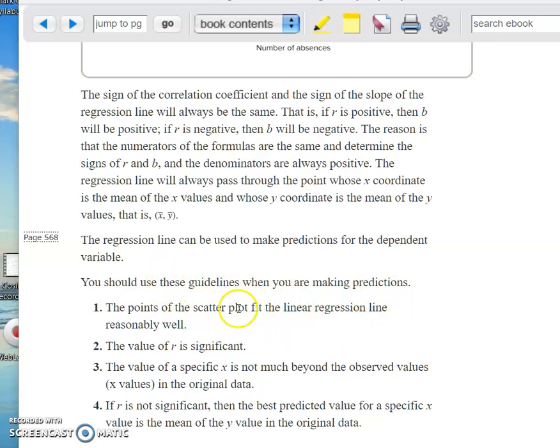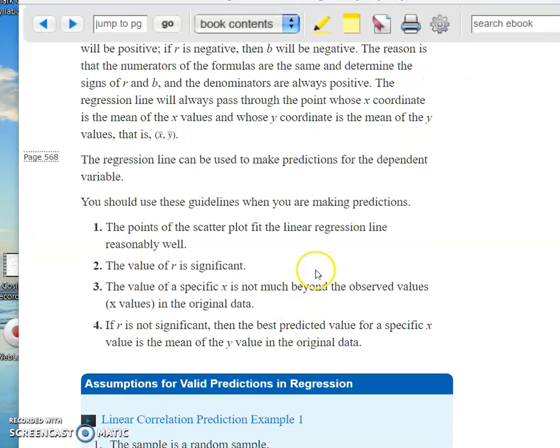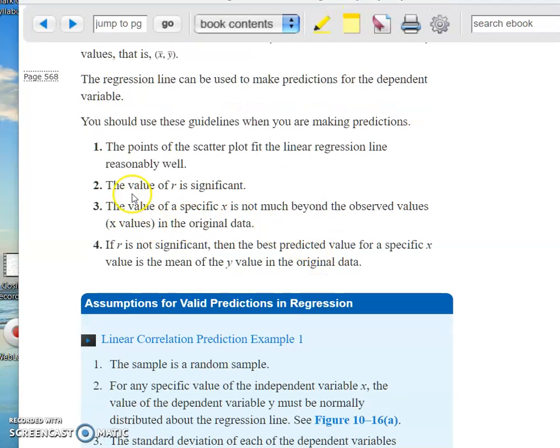We want the points of the scatter plot, the actual data points, to be a halfway decent fit. Okay, now that's in the eyes of the beholder. There are some statistical methods for testing to see if it's really good or not, a little bit beyond the scope of this class. Okay, we want the value of r to be significant. It has to be where there really is a coefficient of correlation that makes sense.